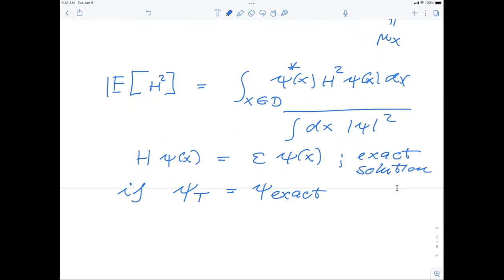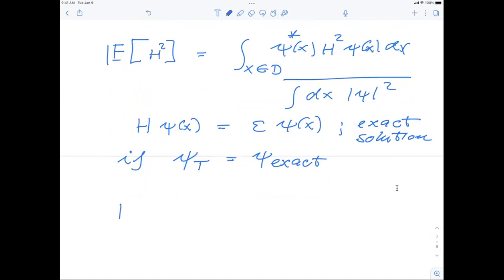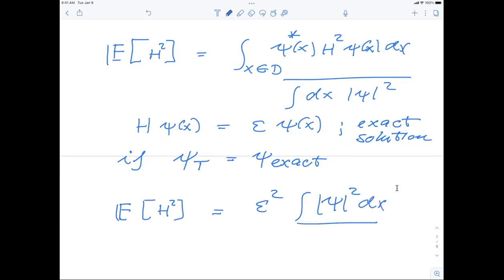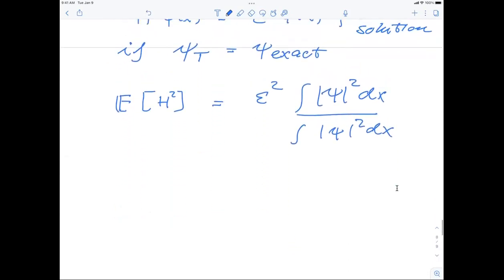If this is the case, then you see now that this quantity here, which we evaluated, H squared, becomes simply equal to this quantity epsilon squared, and then this is multiplied with psi squared, because we just have a constant, d of x, and then we divide this by the norm again. And now I'm a little bit sloppy here, and I'm dropping the integration domain. So what we end up with then is simply epsilon squared.